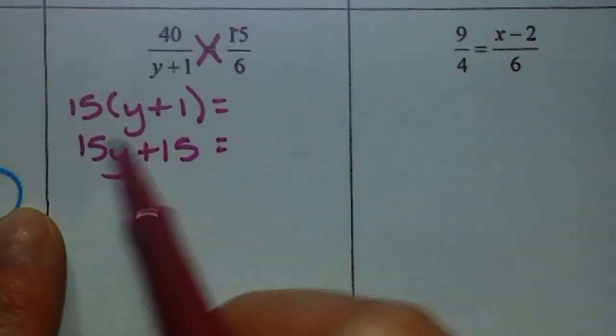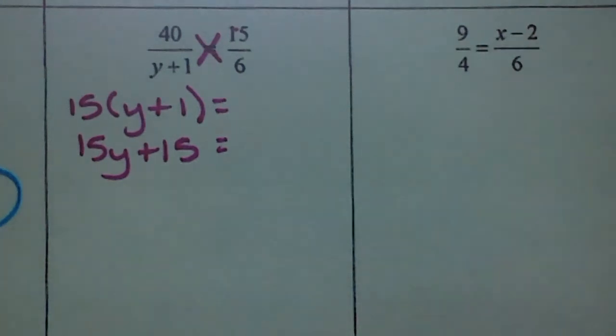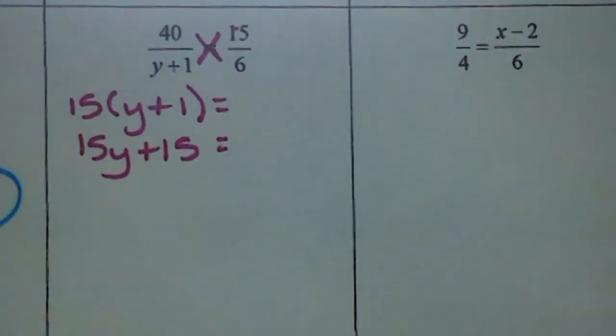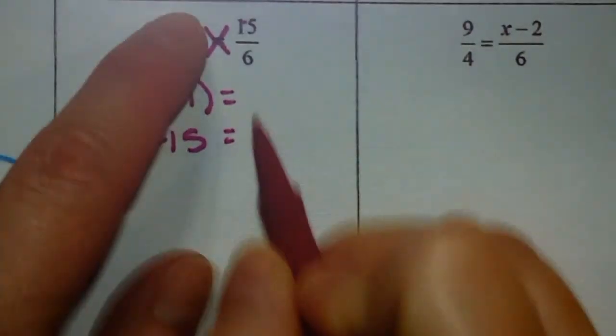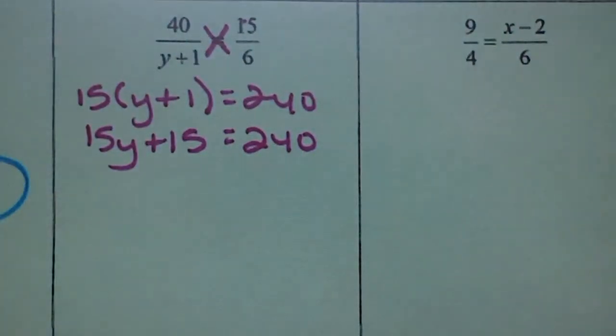Either way, you'd still end up distributing. 15 times y is 15y. Bring down the addition. 15 times 1 is 15. You'll still get the same equation. So just remember, this doesn't equal 15y plus 1. You need to multiply 15 by both terms. And then, of course, when you take your 40 and you multiply it by 6, you end up getting 240. I'll write it in both spots, just because I can't help myself.